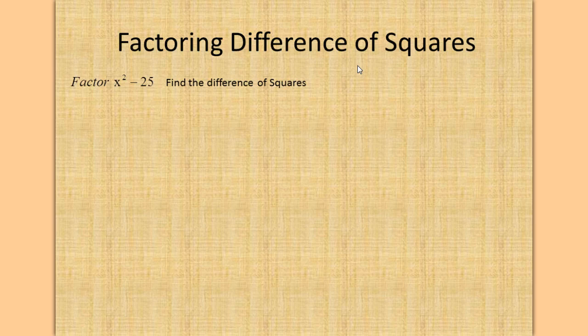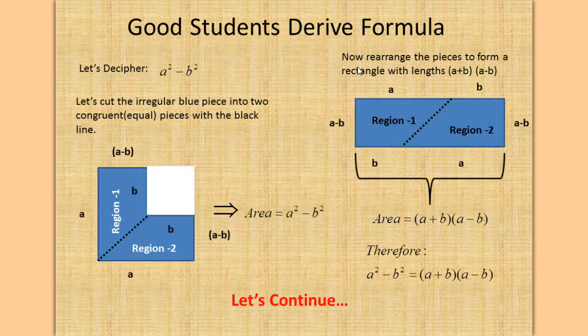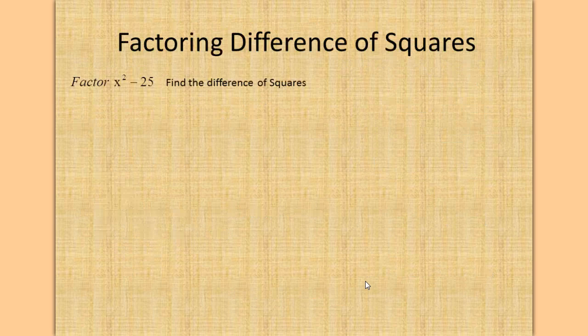Factoring difference of squares. Okay. And that's what we were doing here. We were factoring a difference of squares. The difference means subtract. So a squared minus b squared. That's the difference of squares. Okay. So let's give ourselves an example.